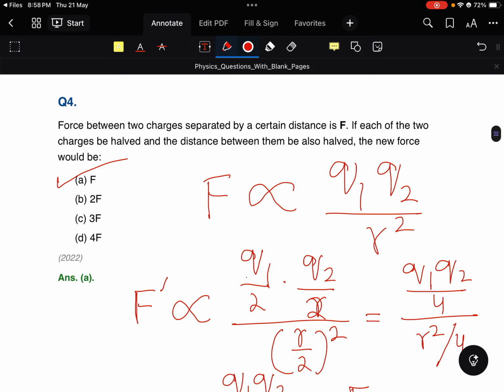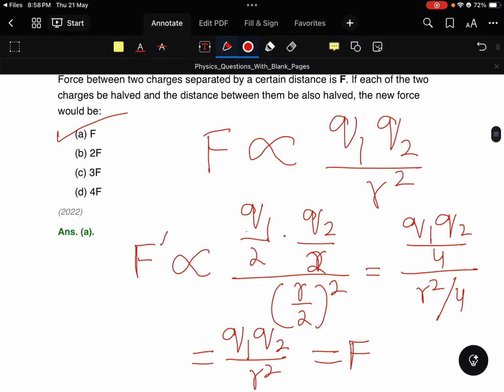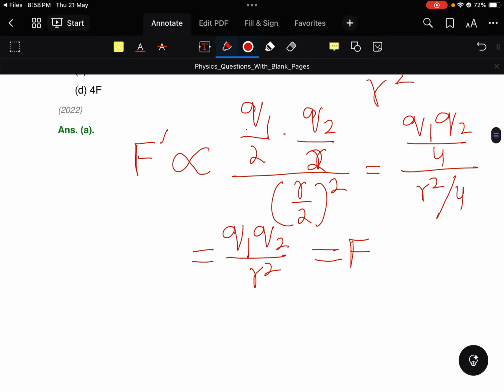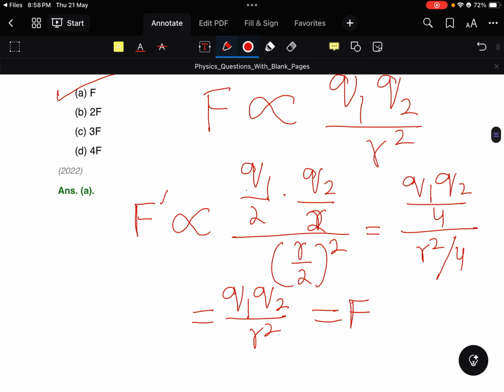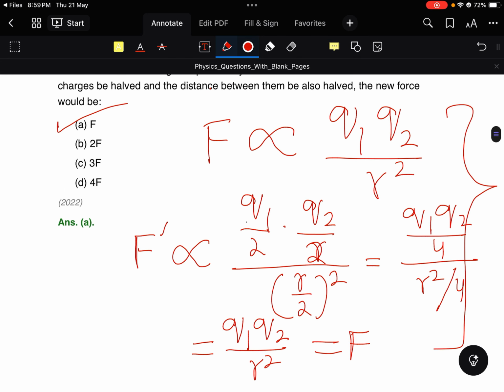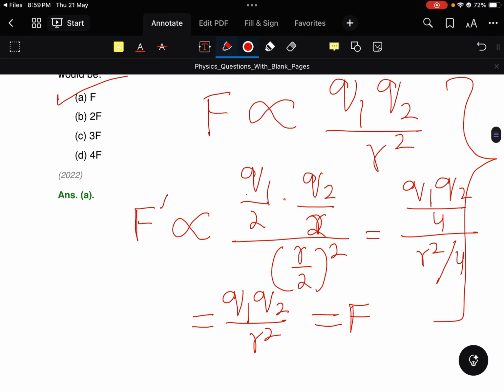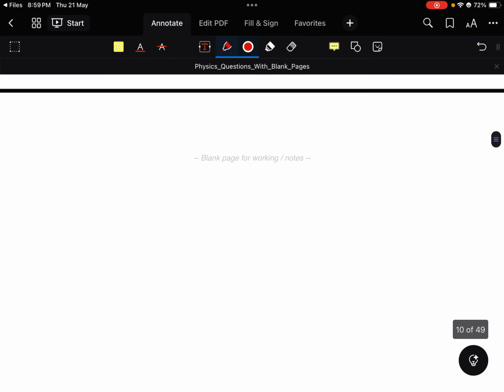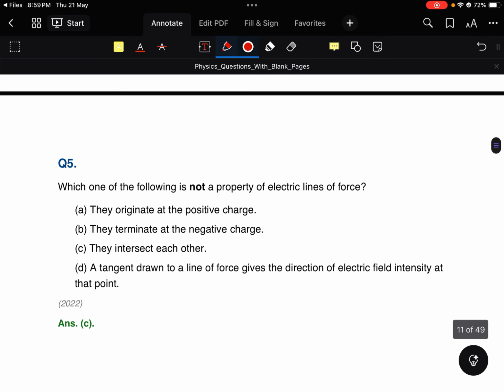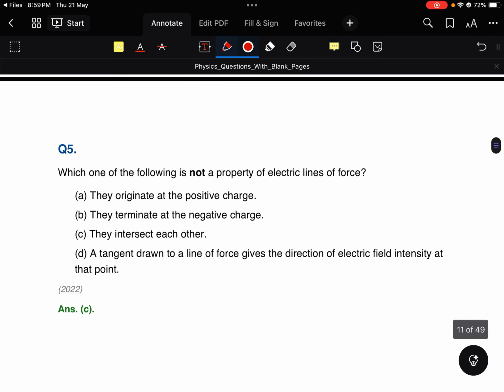Such types of questions are asked for 1 mark. That if the charge is doubled and distance is halved, then what will happen? Or charge is halved and distance is doubled, then what will happen? This way you can find out the answer. It will come in objective, so you can do it roughly also. But in order to understand the concept, I have done it here. Then next question, question number 5.